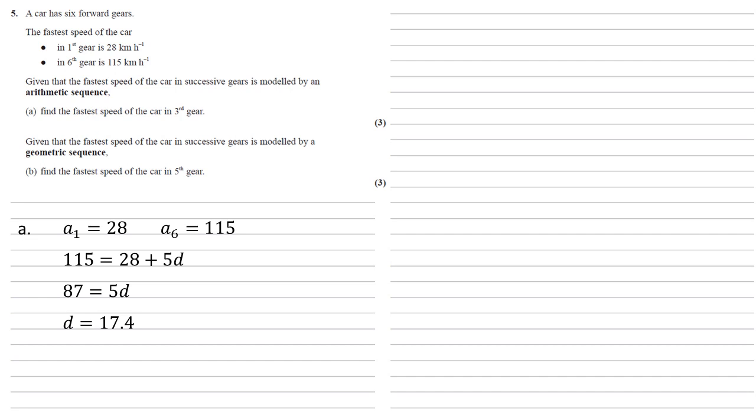We want the third gear, so this is our first gear plus 2 jumps. So 28 plus 2 times 17.4 gives us 62.8 kilometers per hour.